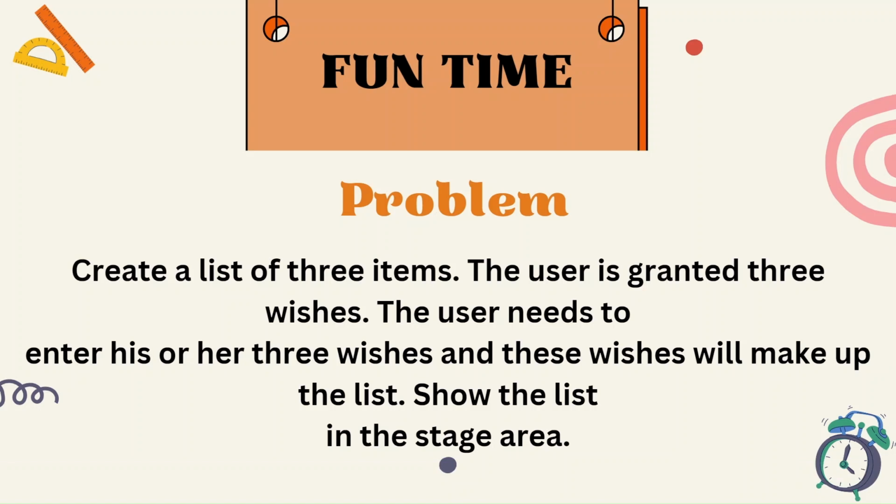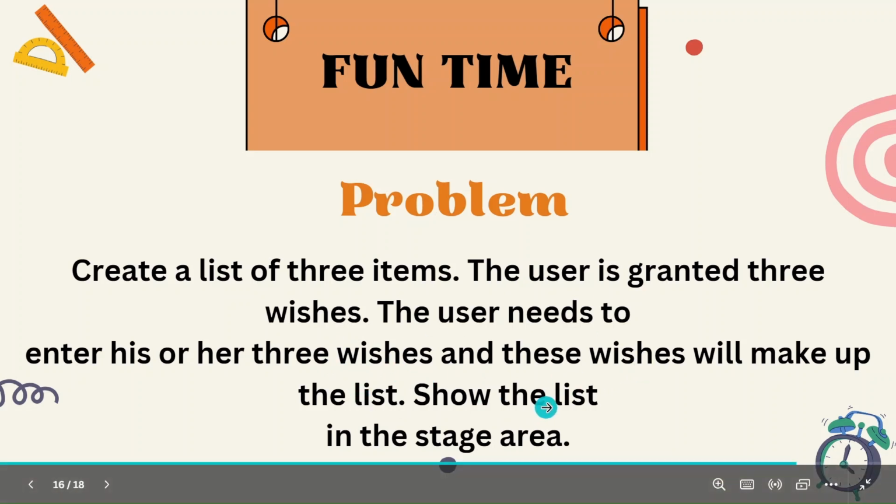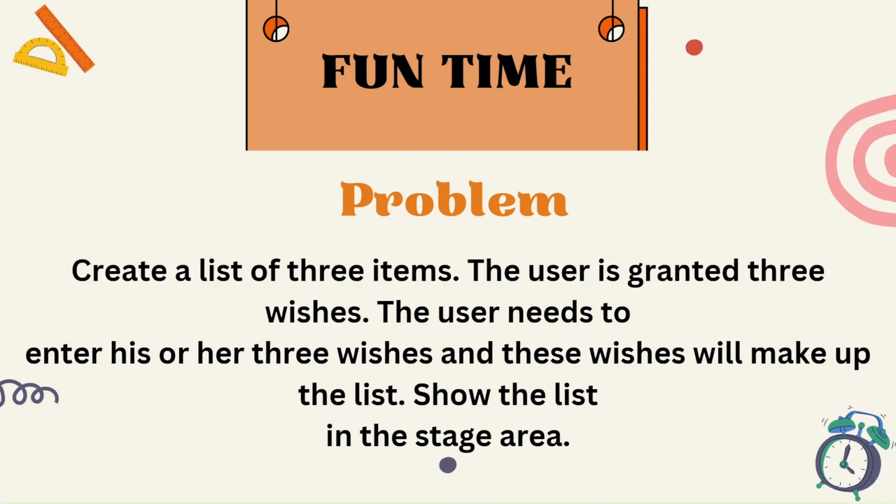Now how are these items going to be added? The user is granted 3 wishes. It means you will ask the user what they want to add onto the list, and then the user needs to enter his or her 3 wishes, and these wishes will make up the list. Then you have to show the list in the stage area. Basically, like if you are creating a list, you will ask your mom or dad what should I write in the list, and this is how you are going to create the list. So try it. You will use variable list blocks, then some of your events, control blocks and looks blocks. So you will be done with this.